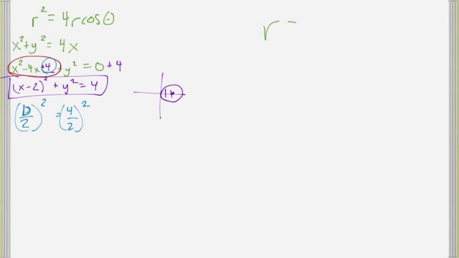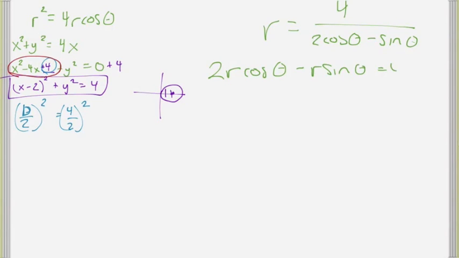One more example of turning r's and thetas into x's and y's. Right now, there's nothing that I can substitute from those 4 equations. I'm going to multiply that denominator over and distribute the r through it. So it's 2r cosine of theta minus r sine of theta equals 4.